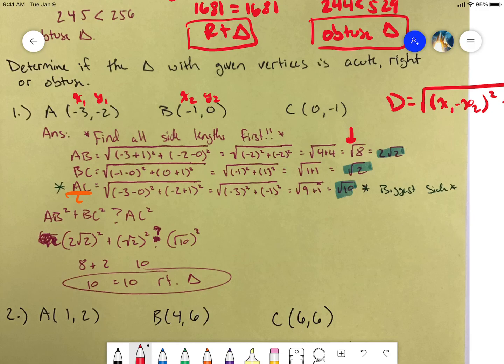So this is 2 rad 2 squared plus rad 2 squared, and does it equal square root of 10 squared? Well, 2 rad 2 squared, hopefully you should see, equals 8. This is rad 2 squared, which is equal to 2. And square root of 10 squared is equal to 10. 8 plus 2 is 10. So this is actually a right triangle. Okay? And we can identify these in the coordinate plane, just by using these ideas and the Pythagorean theorem, without actually having to graph these.